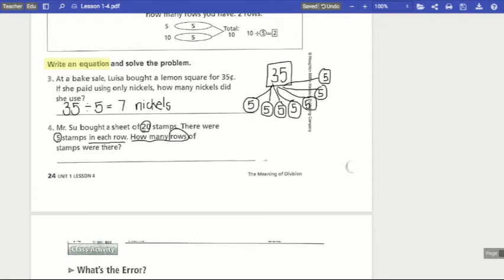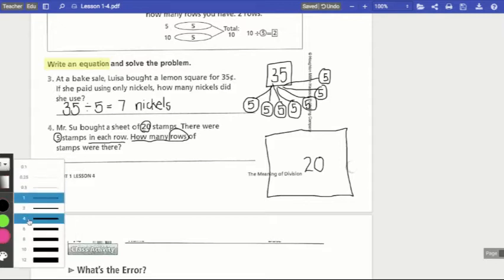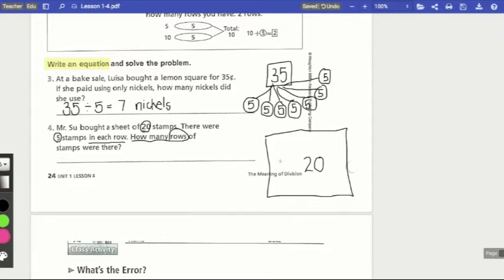Okay, so I know the total number of stamps on this sheet, and so I'm just going to draw a sheet of paper here. And I'm going to put kind of in the middle of it a big old 20, because that tells me how many total stamps Mr. Sue bought. And then I also saw that there was 5 in each row, correct? So let's go ahead and put a row of 5 here. 1, 2, 3, 4, 5. Mark that on your boards for me, please.